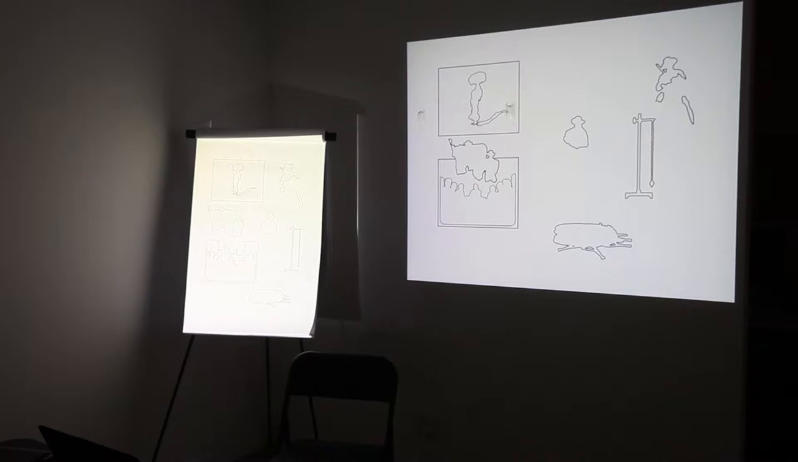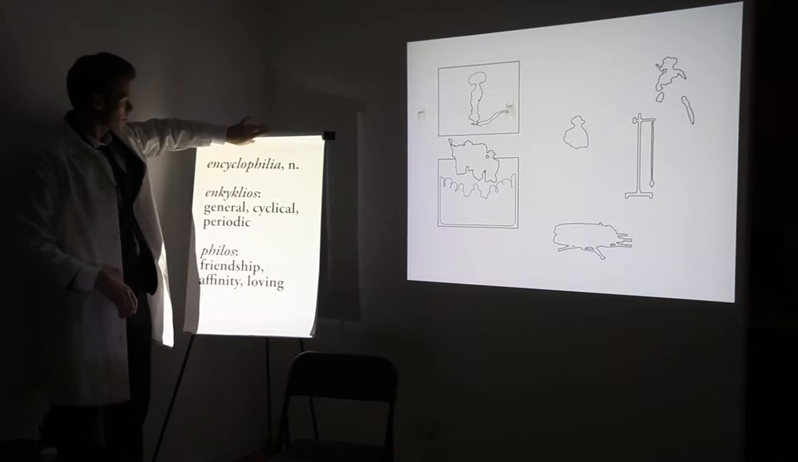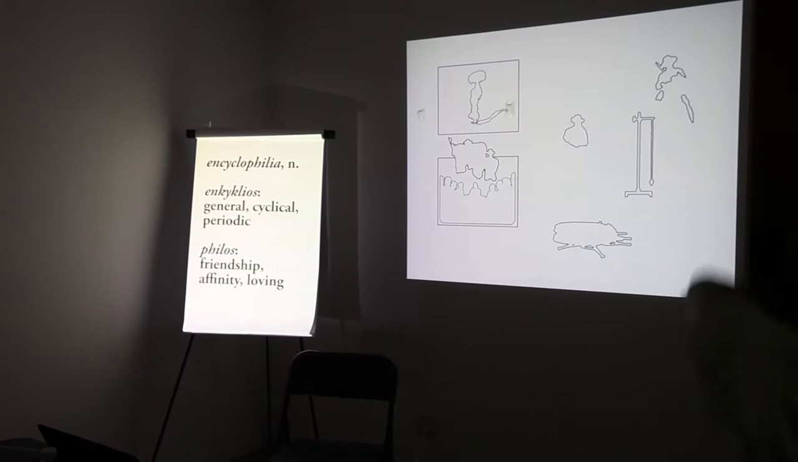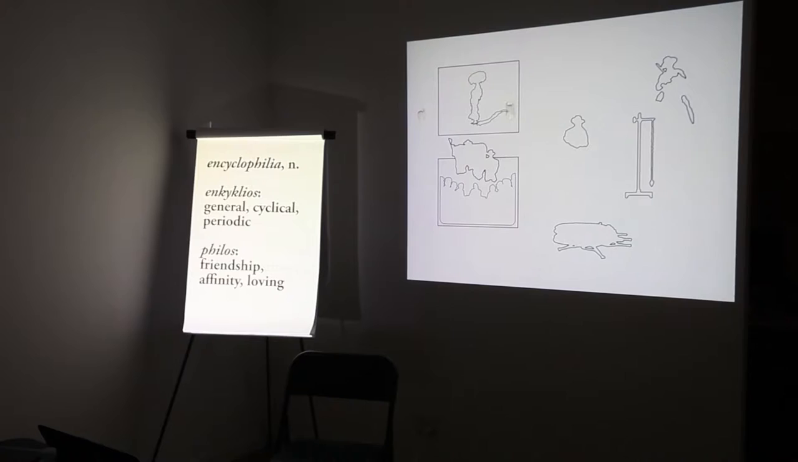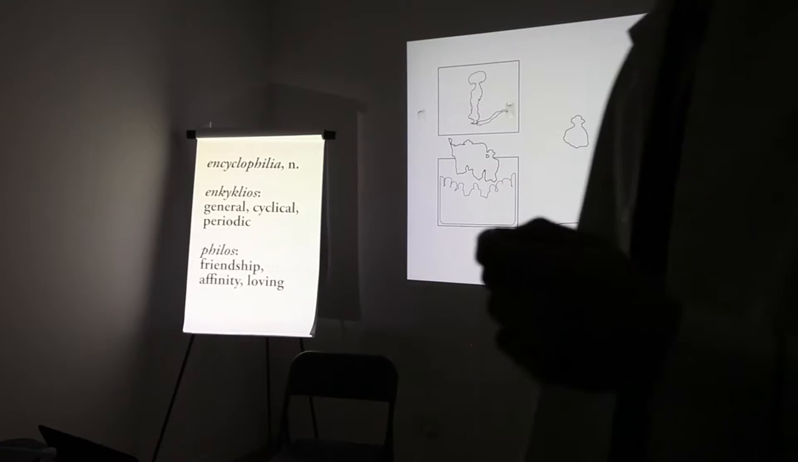Let's return to the guise in which we look at the Plummet Machine today. As stated, this is an encyclopedic guide to the Plummet Machine, piece of an ongoing project dealing with encyclopedia. The idea of the general, cyclical, periodic, friendship, affinity, loving. We think of an encyclopedia as essentially trying to graft the notion of the general, of the knowledge, onto the youth, to teach, to train.